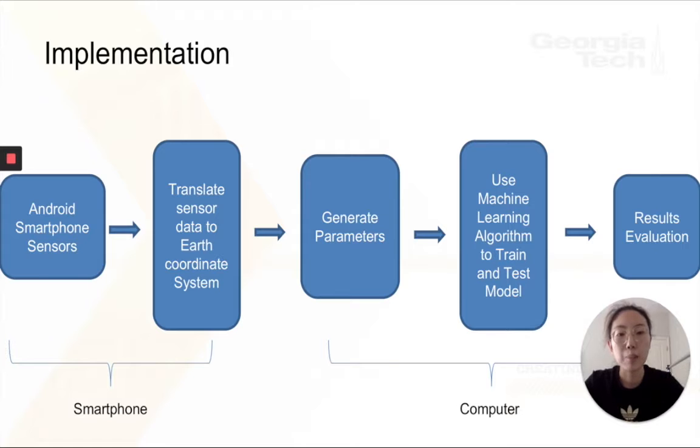This is the basic pipeline of our application. We get Android smartphone sensor data and translate it to the Earth's coordinate system. Then we generate the parameters we need and use a machine learning algorithm to train and test the model. Finally, we use that data to draw the graph and evaluate the result.